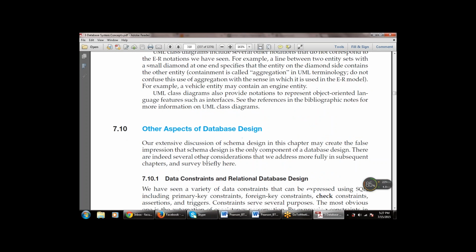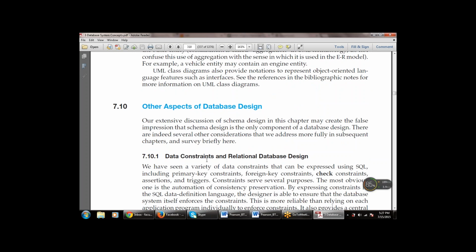Now, what are the various other aspects of the database design? These are the aspects that we have discussed. Our extensive discussion of the database or schema design in this chapter may create the false impression that schema design is the only component of database design. Whenever I want to design the database, the schema design is one of the important aspects, that is, how to design the schema and what attributes will be designed in the schema. That is also one part.